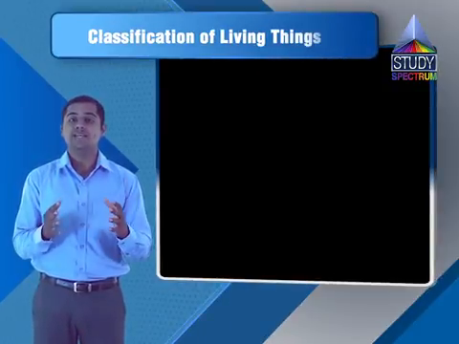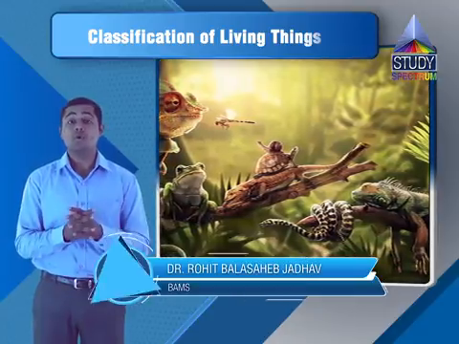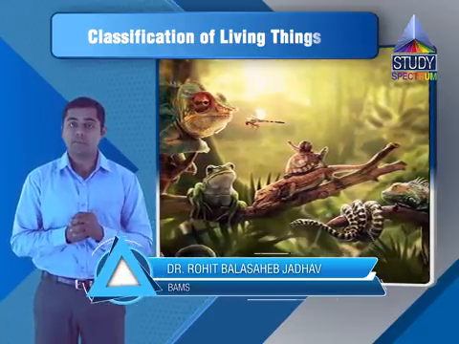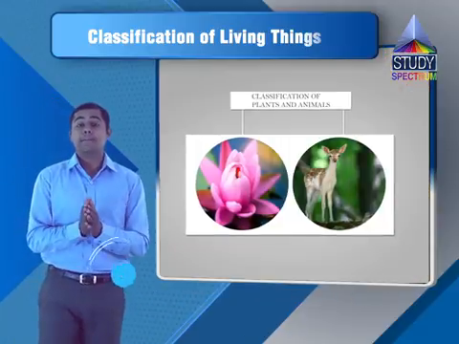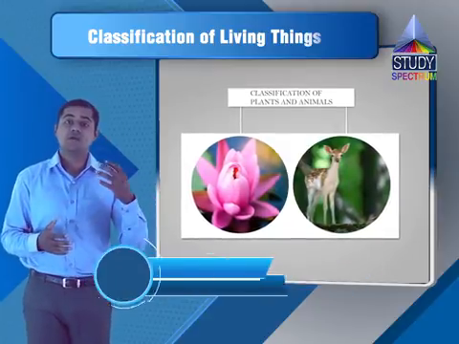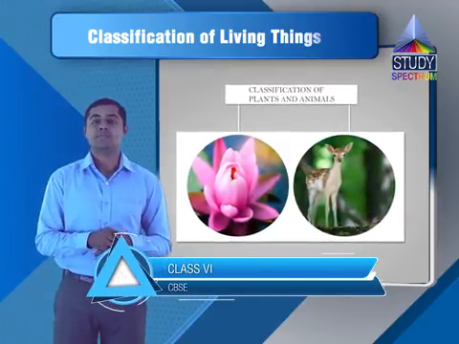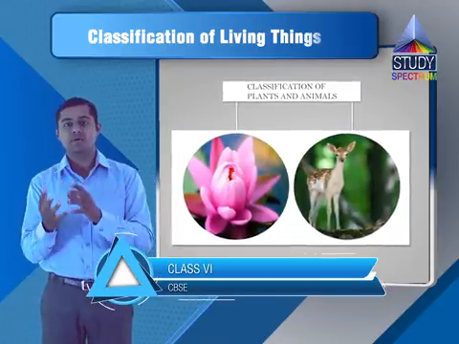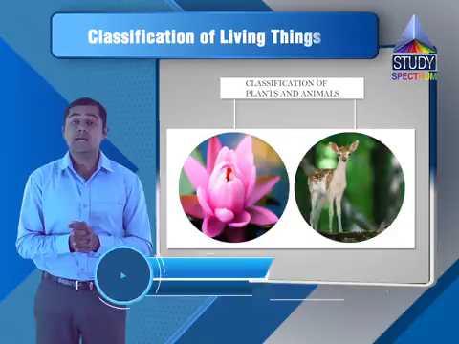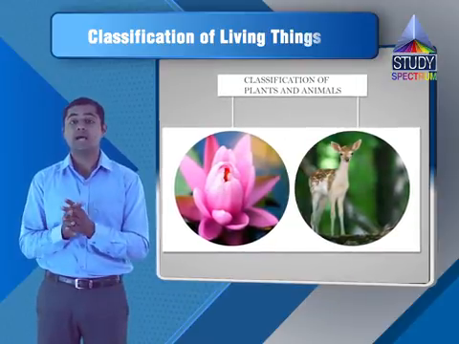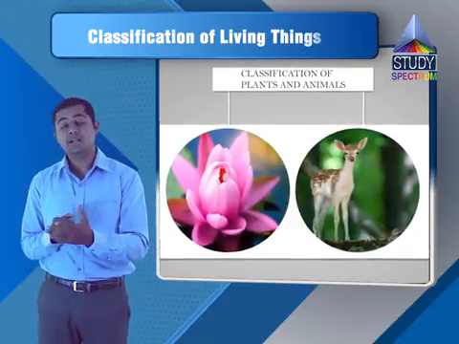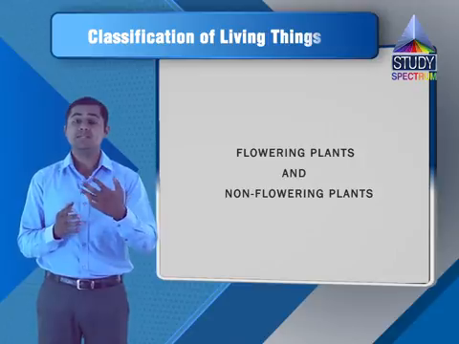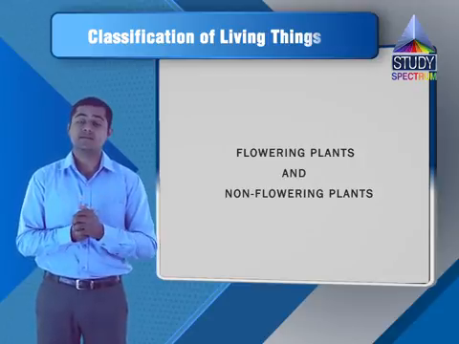We have seen 6 different criteria to classify the animals also. So let's summarize the whole chapter, the whole topic, classification of living things. We can make 2 groups of living things. One is plants, one is animals. On the basis of similarities, varieties, and differences, we can subdivide the animals or plants into different groups on the basis of different criteria. There are 3 major criteria for the classification of plants.